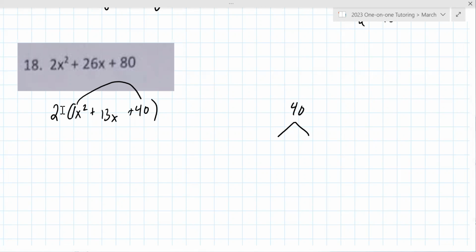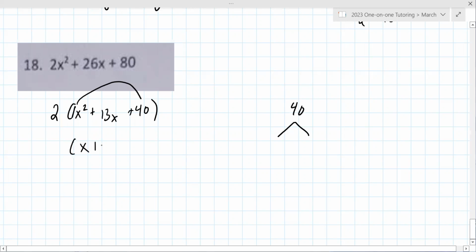So 2 numbers that multiply to 40 but add up to 13. I got 5 and 8. 5 and 8. So it becomes x plus 5, x plus 8 with the 2. Yep.